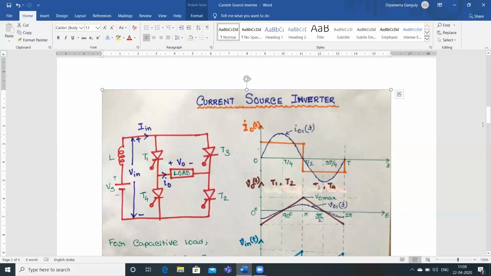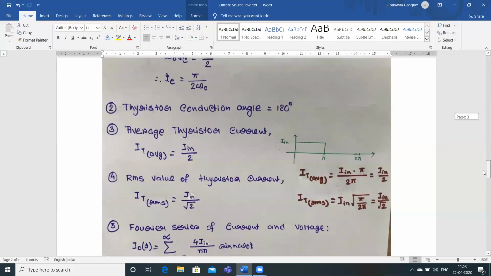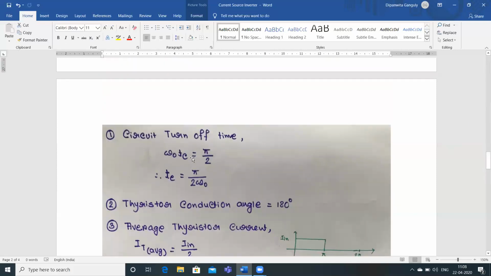Therefore, if we try to find out the circuit turn off time, omega 0 Tc will be equal to pi by 2. So Tc will be equal to pi by 2 omega 0. So if you are asked to find the circuit turn off time for a pair of thyristors T1, T2 or T3, T4, that will be the expression.